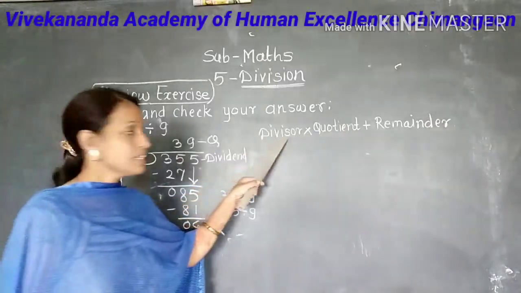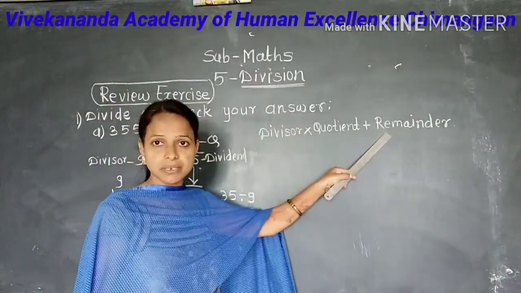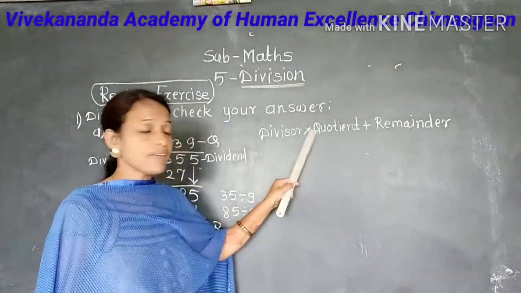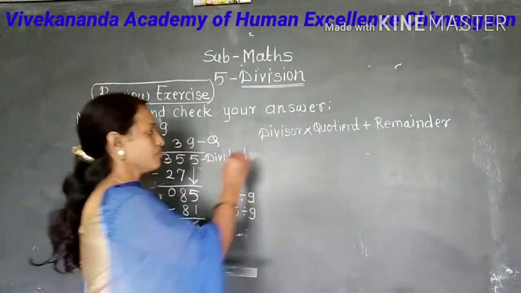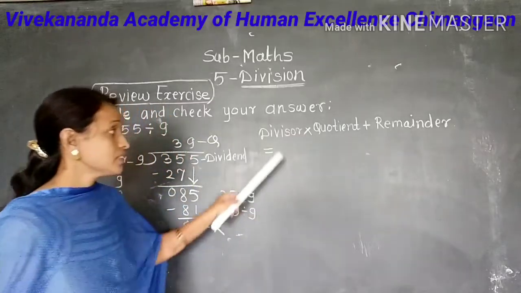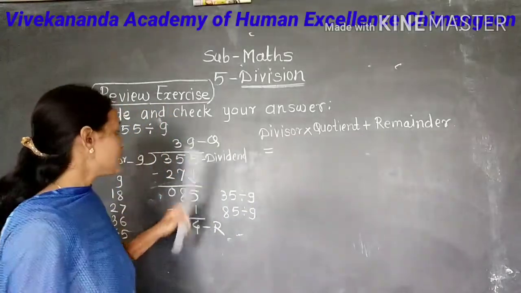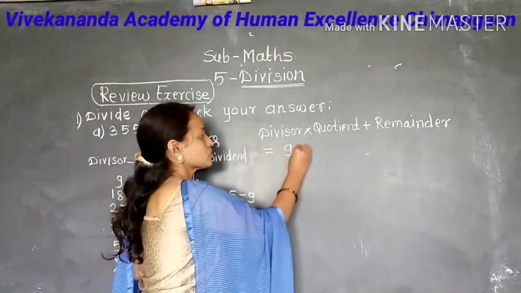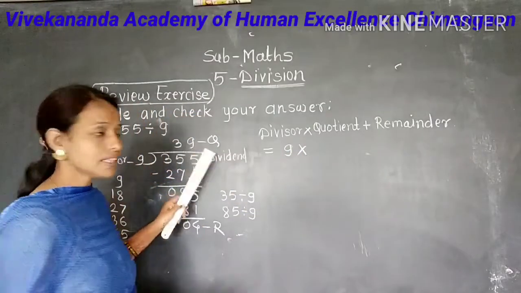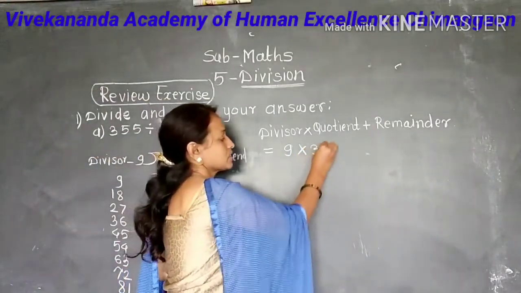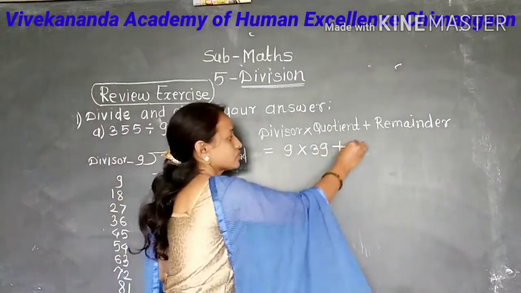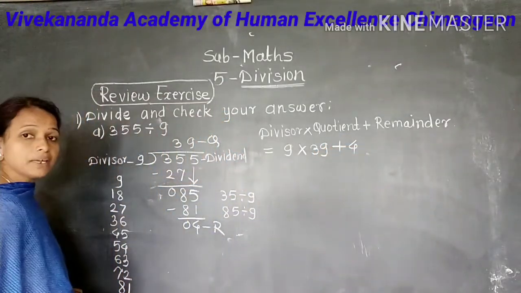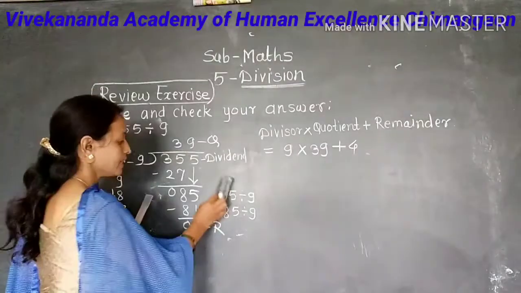Here I have written divisor into quotient plus remainder. Now we will put the value of divisor, quotient and remainder in this division algorithm. Okay, here divisor is 9, quotient 39, and remainder 4. Now we will multiply 39 by 9.